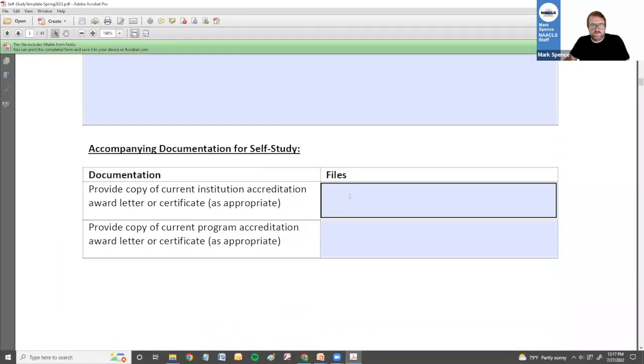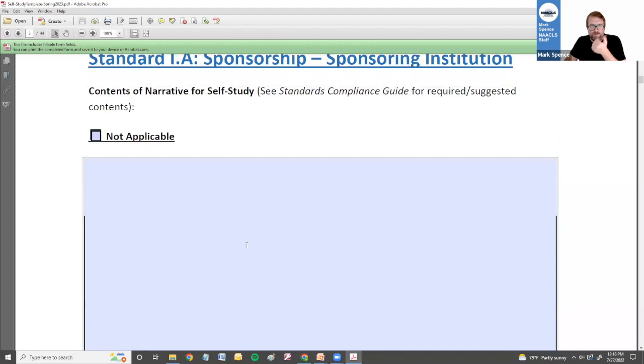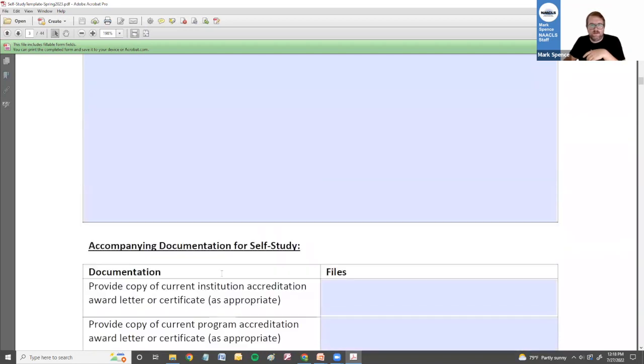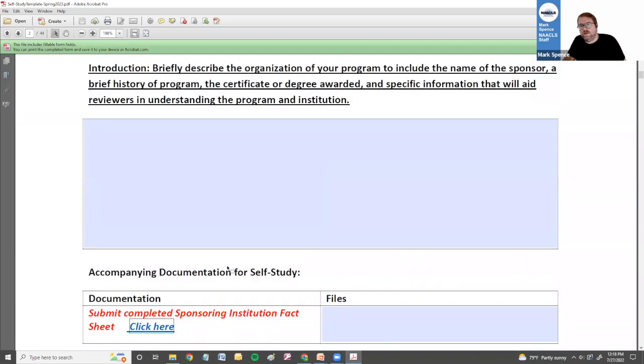That's not a great example, but you will see, for example, if you're a 1A sponsor, you need to add the letter saying your institution is accredited. This is how you add it, and there are additional instructions on how to do it here.